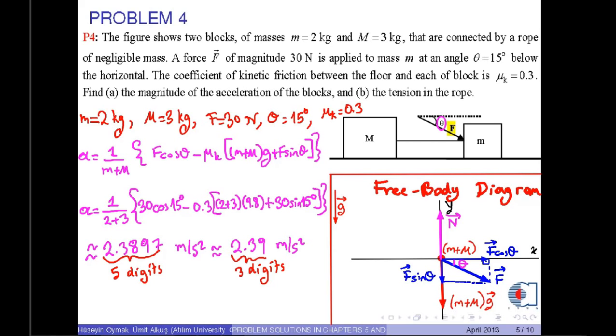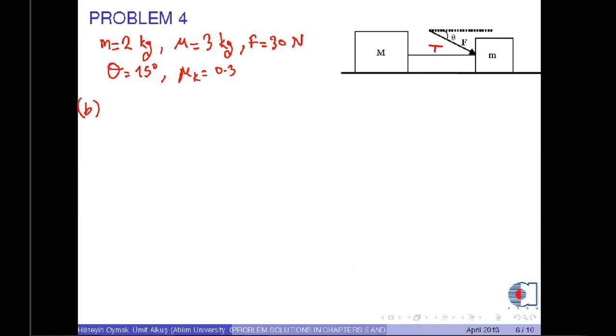Okay, let's solve the second part. In this part, we are asked to find the tension in the rope. The tension acts on each body separately. The magnitude is distributed uniformly in the rope. So we can calculate it by analyzing the forces acting on one of the two masses. The number of forces acting on capital M is less than the number of forces acting on small m. Therefore, it is convenient to analyze capital M.